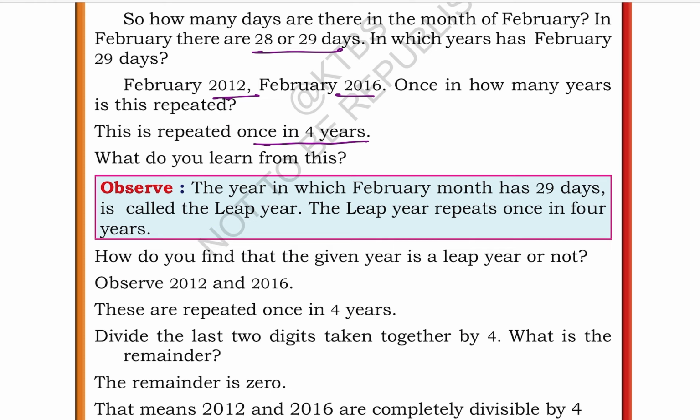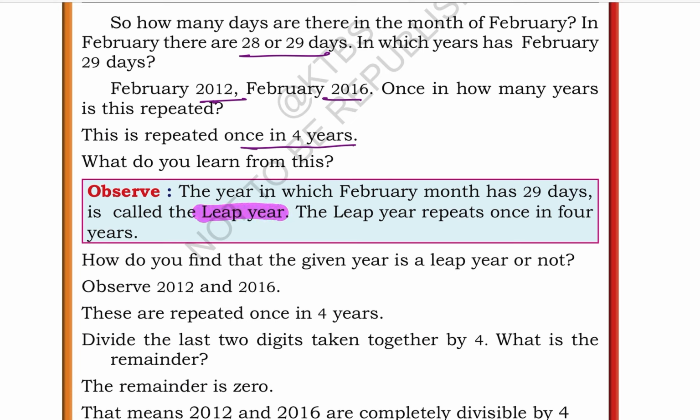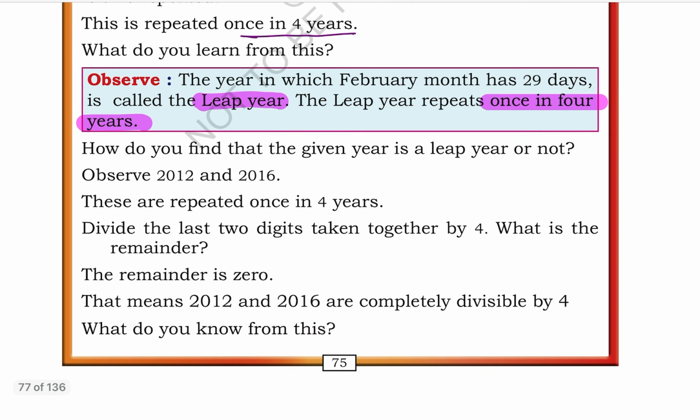What do you learn from this? Observe, the year in which February month has 29 days is called a leap year. What do we call it? Leap year. The year in which February month has 29 days is called leap year. The leap year repeats once in 4 years.